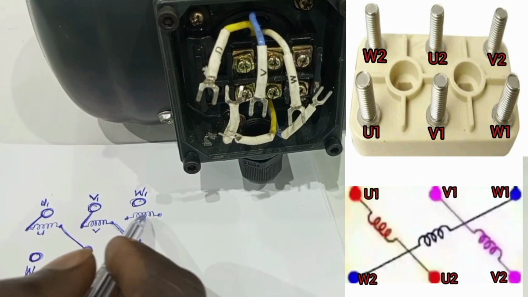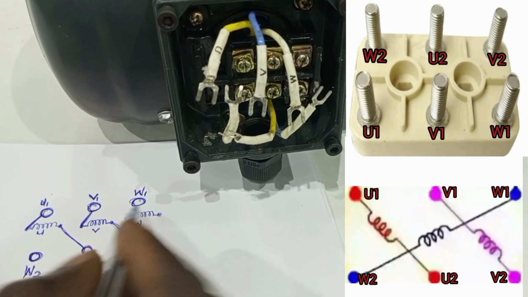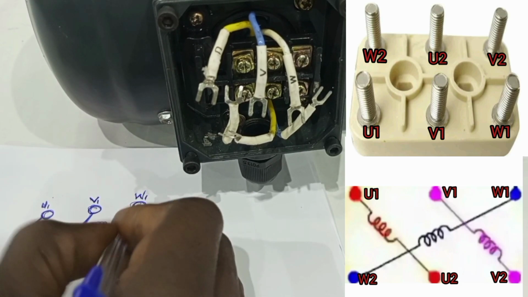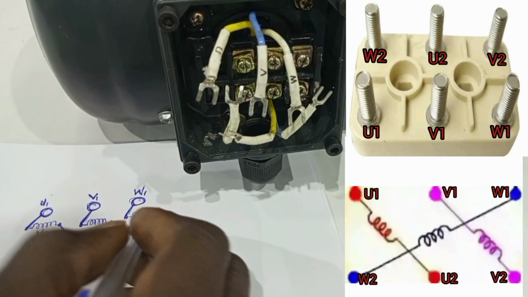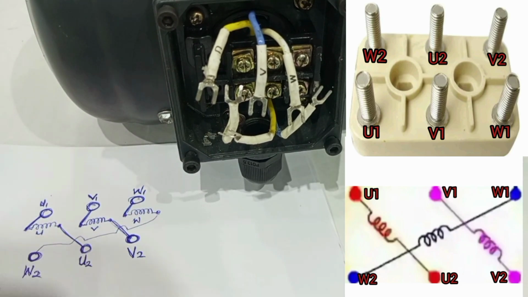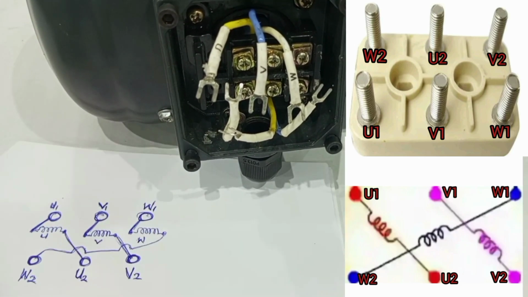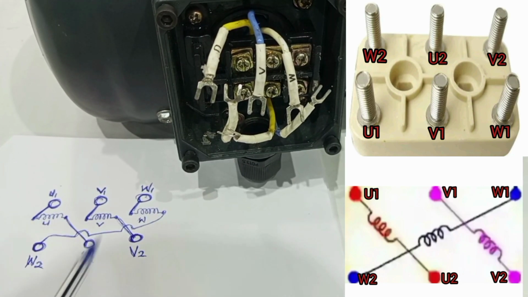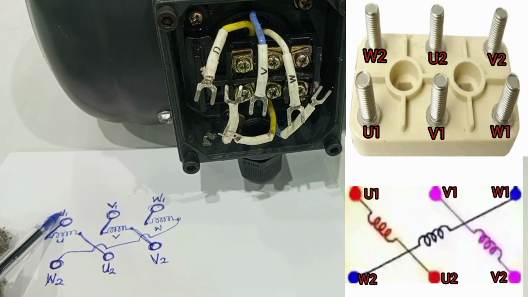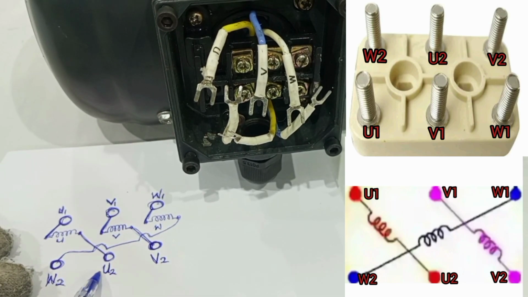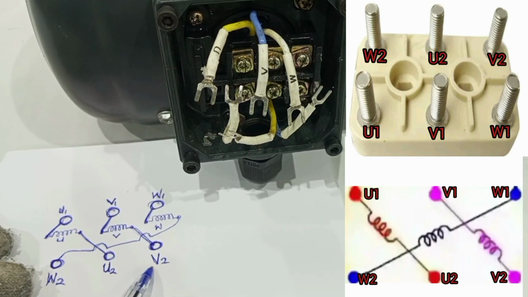Then when we come to coil W, the starting point of coil W will connect to terminal W1, and then the finishing point of coil W will connect to W2 here. So this is how the ends of the various windings are connected outside. So here, U1, W2, V1, U2, W1, V2.